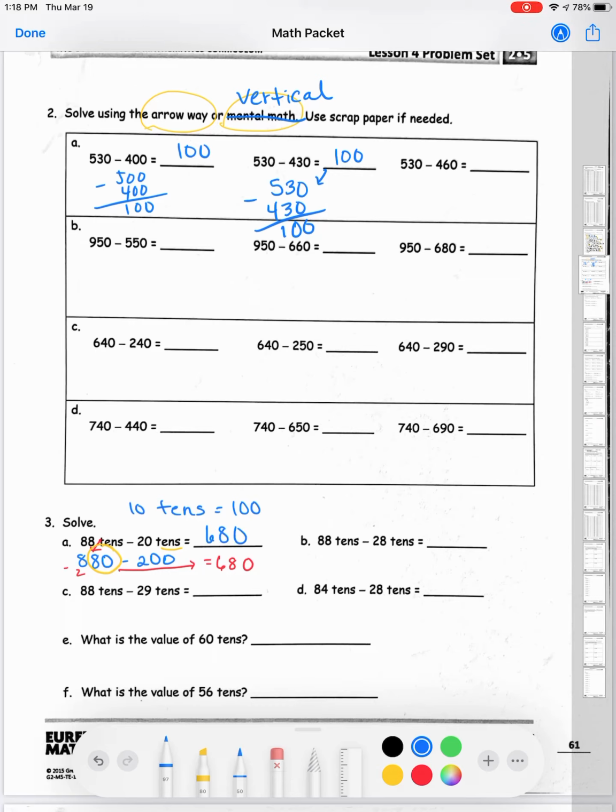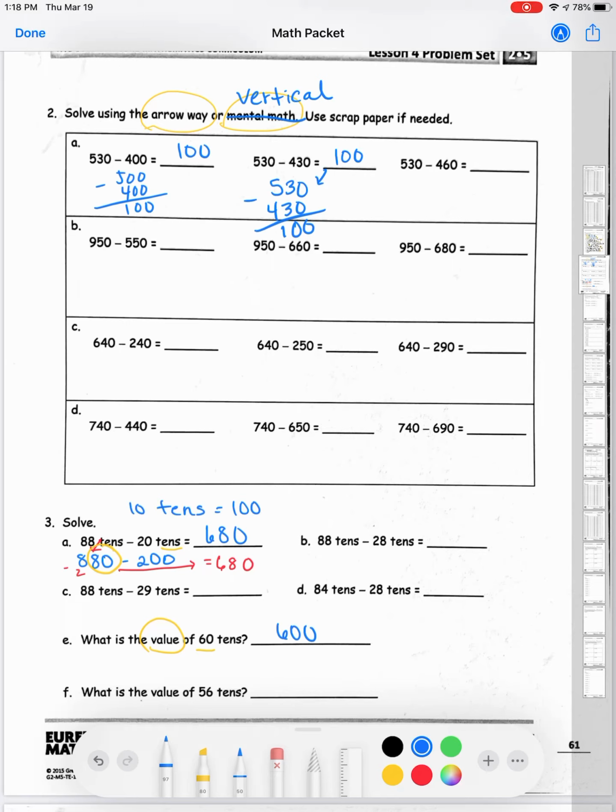Okay? And the value here, when they're asking you for the value, it says how much is it worth? So 60 tens is worth what? Well, we know 10 tens equals 100. 60 tens equals 600. Okay? All right. So hopefully you're practicing these.